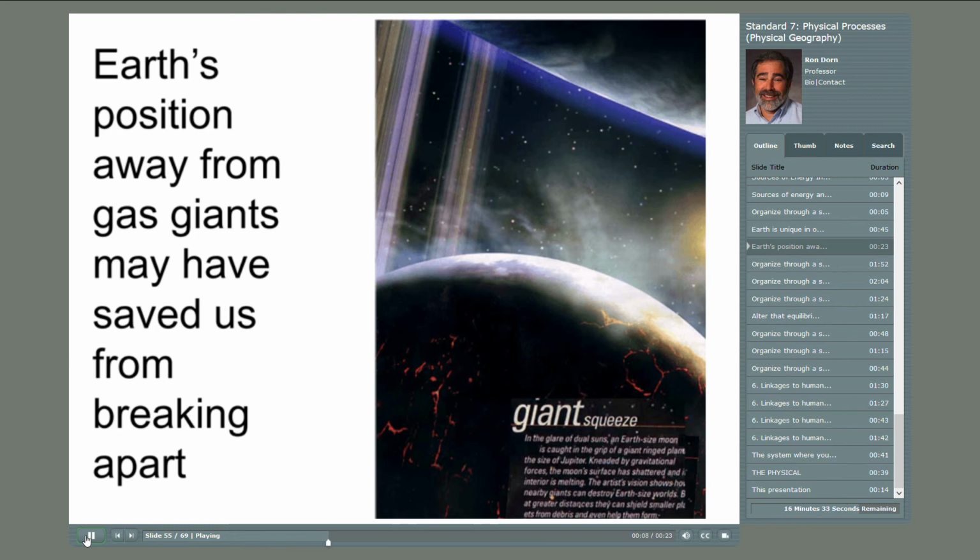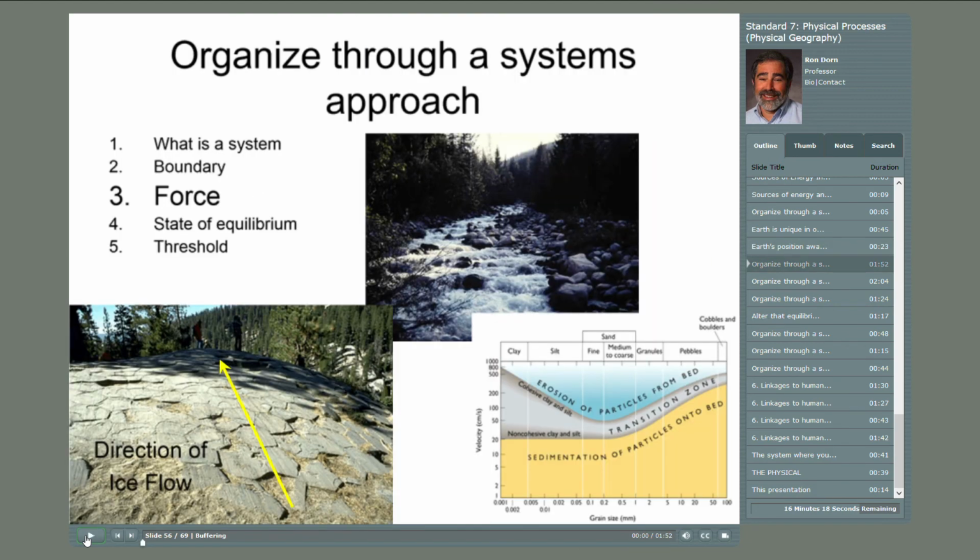There's some thought that if the Earth was squeezed between Jupiter and Saturn, it wouldn't exist. In other words, if we had gas giants in the position of Mars and Venus, we would have been ripped apart by gravitational forces. But because we have smaller planets like Mars and Venus, we haven't broken apart.